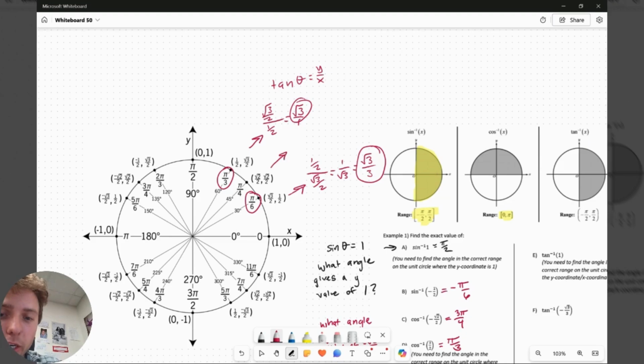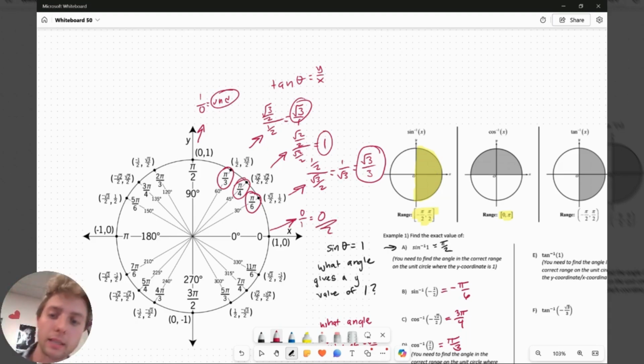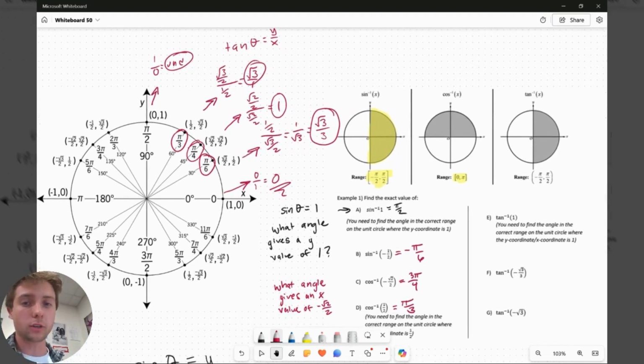Pi fourths, we should already know our tangent value there, root 2 over 2 over root 2 over 2. We know that is just a value of 1 there. Tangent at 0 would be 0 over 1, which is 0. And up here, it would be 1 over 0, which is undefined. Those are the tangent values at each of the spots in the first quadrant.